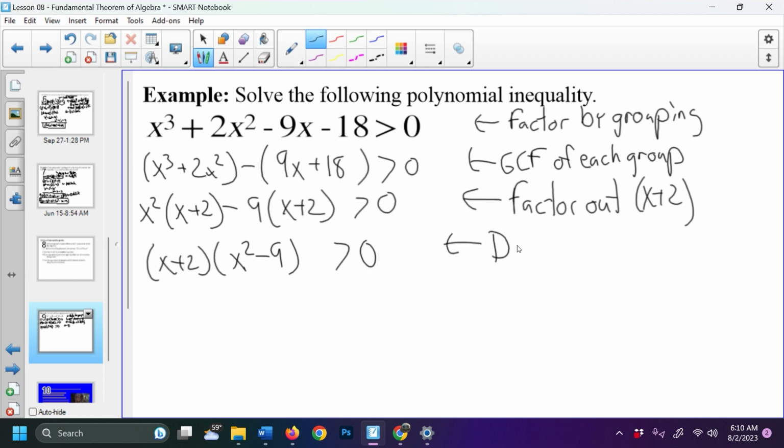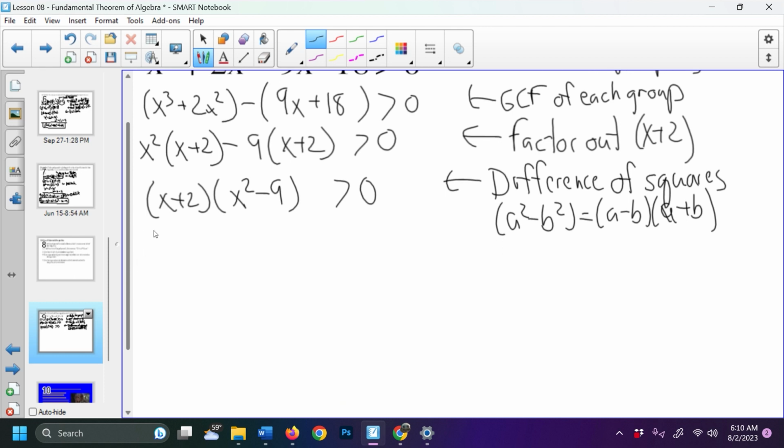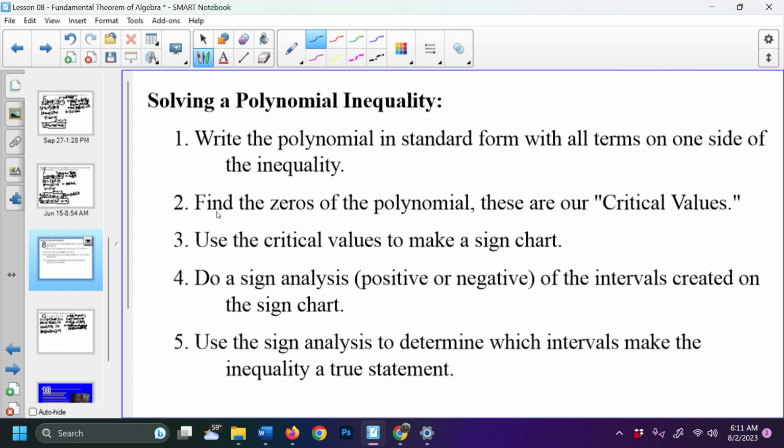And I have a difference of squares. And so a squared minus b squared factors into a minus b and a plus b. And so my final factorization is x plus 2, and I'll have x minus 3, x plus 3, and we want to know where that is greater than 0. Alright, so I have found the zeros. These are our critical values, and then I want to use these critical values to make a sign chart.